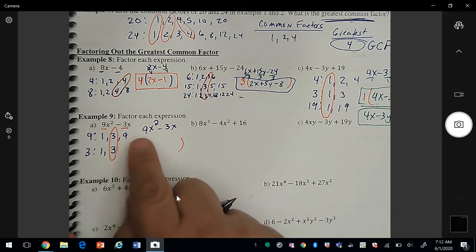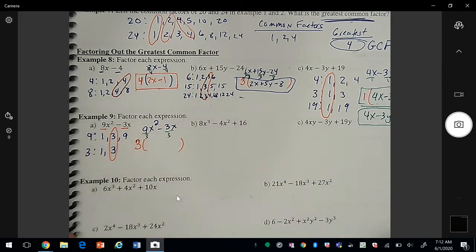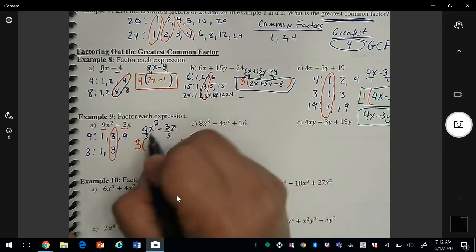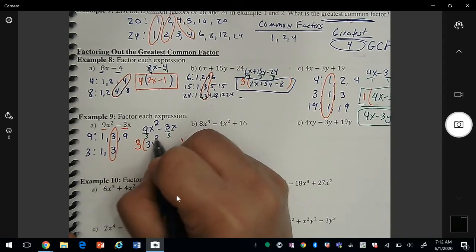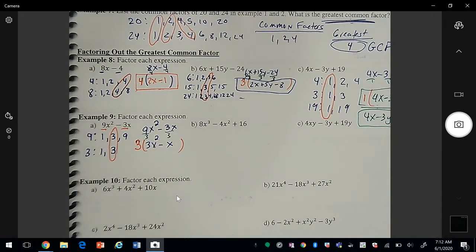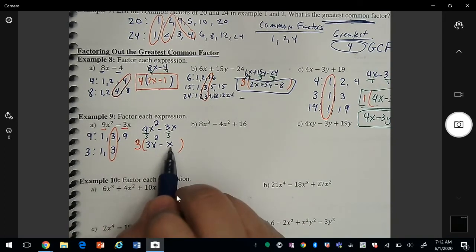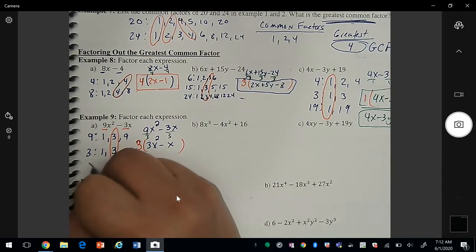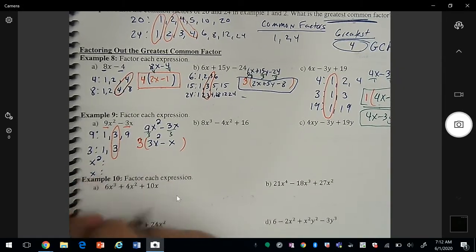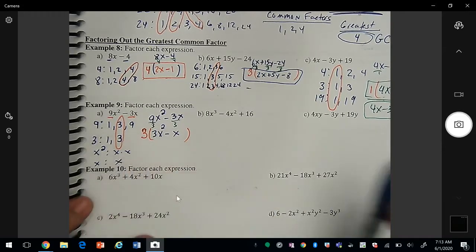So if I divide everything by 3, we get 9 divided by 3 is 3. And 3 divided by 3 is 1. So now here, if you notice, they both have x's in common. So this is x squared and this is an x. So we also have to worry about the x's. So for x squared, we can write this as x times x. And then for x, we just have 1x.